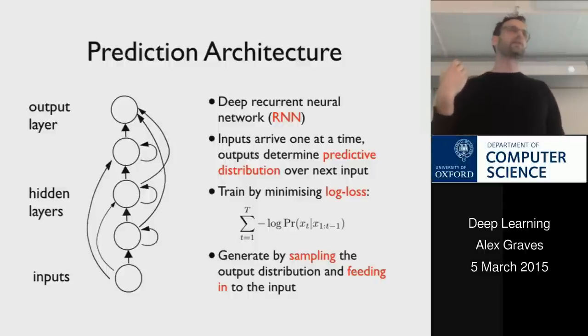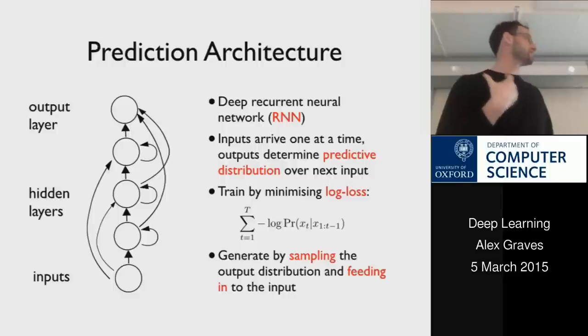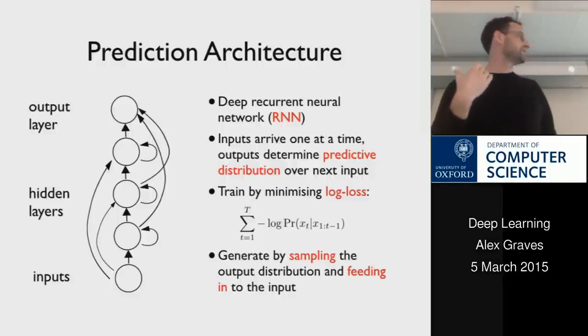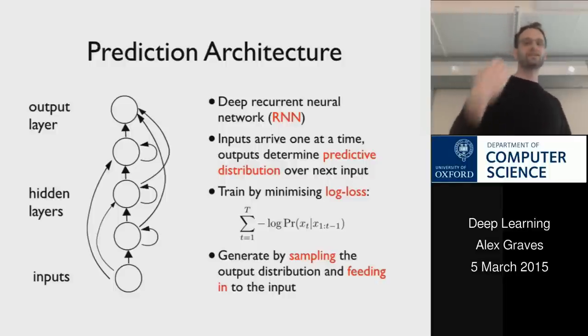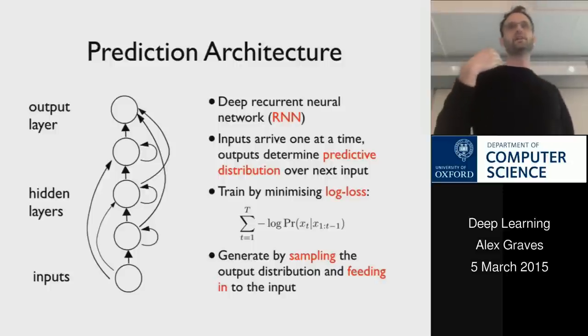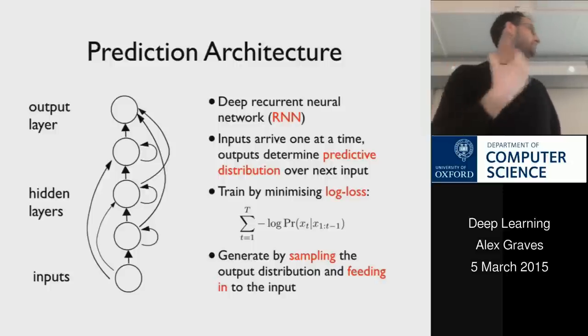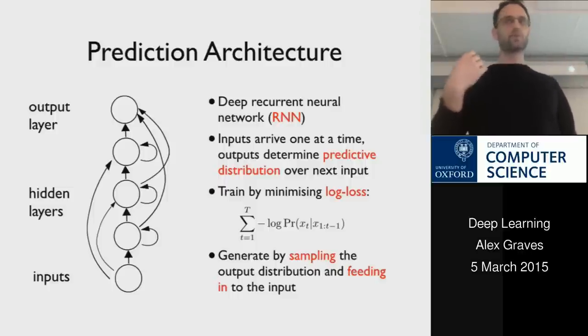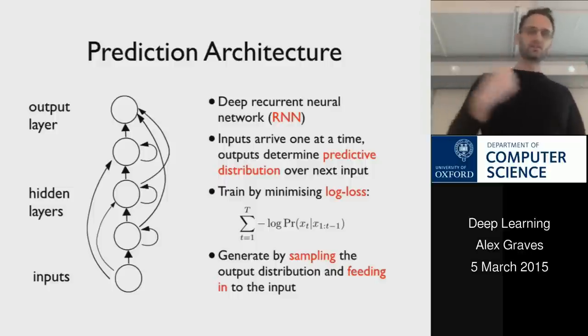Or to look at it another way, you're measuring the ability of the network to compress the data. So you're just looking at the negative log probability of the input sequences given the model. And like I say, it's this conditional model. So you're always looking at the log probability of each step conditioned on the previous steps.